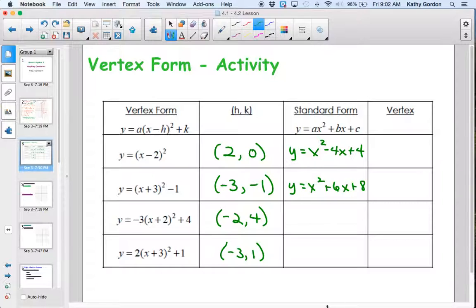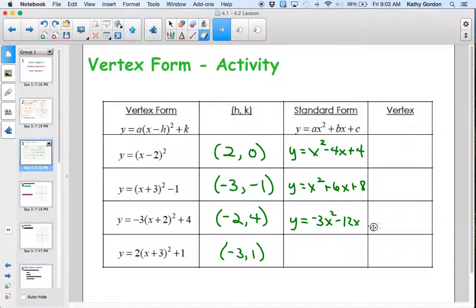Look good? Okay. How about our next one? Y equals -3 times x plus 2 quantity squared plus 4. Sean, you got this one? Y is equal to -3x squared minus 12x minus 8. Oh, hang on a second. I got messed up. Y equals, okay, -3x squared. What did you say after that? Minus 12x. Minus 12x? Minus 6? 6. 8. 8. Oh, my bad, my bad. Here we go. Magic eraser. Minus 8. Everybody okay with that? That look okay? All right.